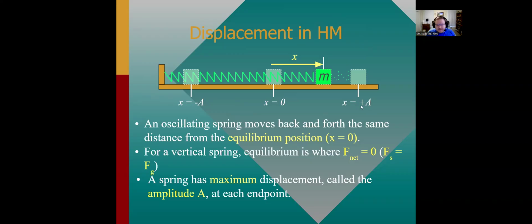So for a spring on a horizontal surface, the largest positive value is plus A, the largest negative value is minus A. Though if this were a hanging spring, you just shift that by the distance where the spring force equals the weight.